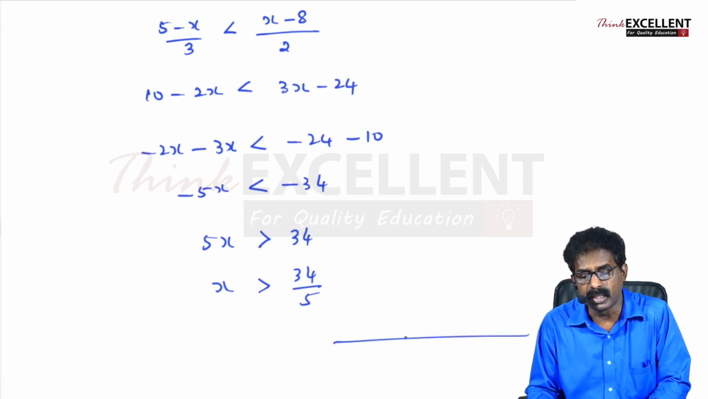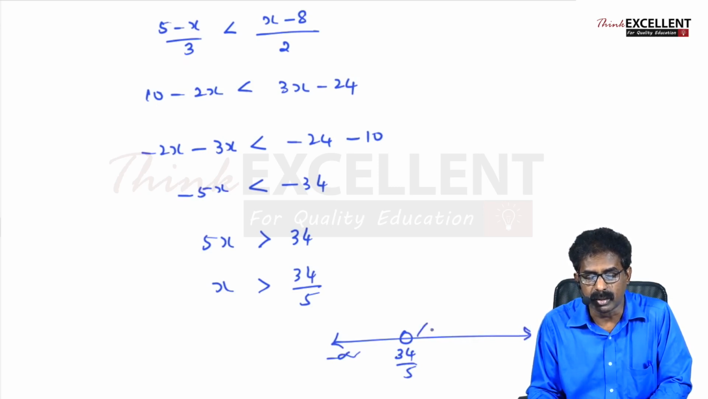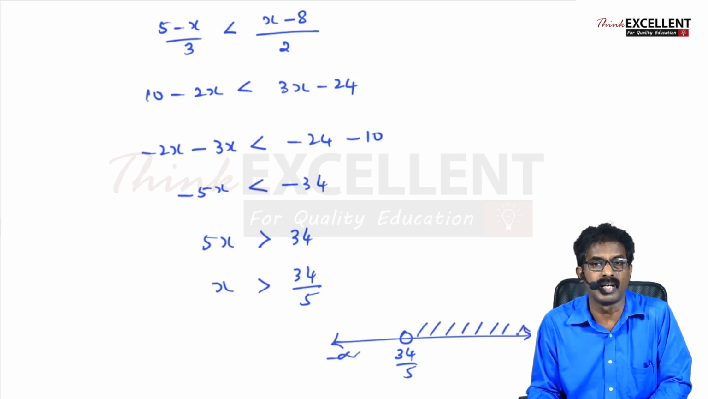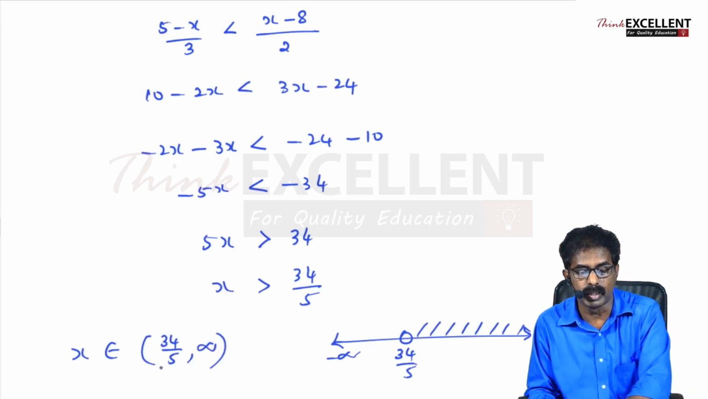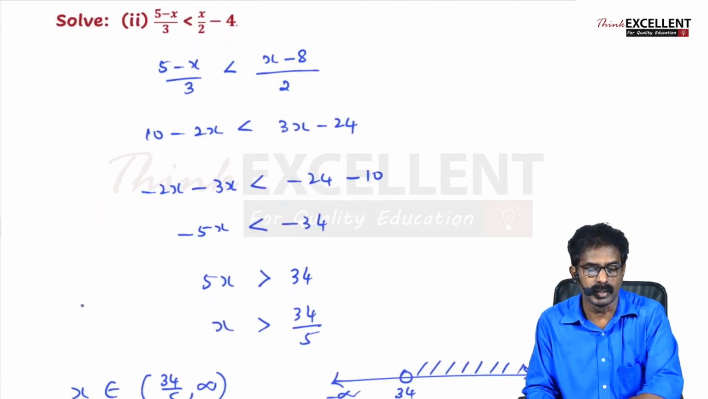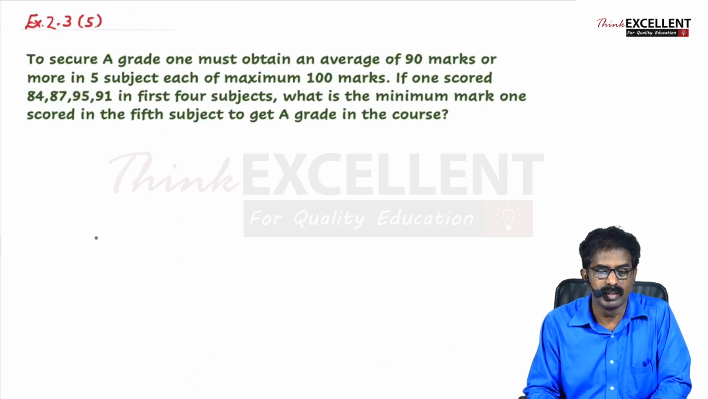So 34 by 5 is somewhere. 34 by 5. Only greater than, no greater than or equal to, right? Greater than means right side values. So x belongs to the open interval because 34 by 5 is not included. Comma infinity. Infinity also, use only open interval. Similar question only. Now let's go for the next question.